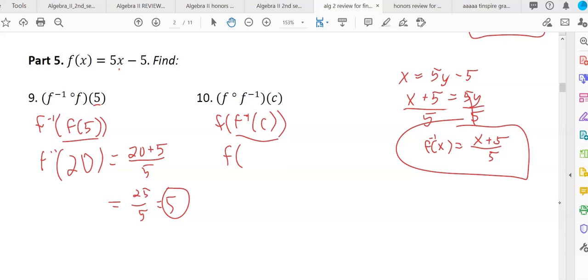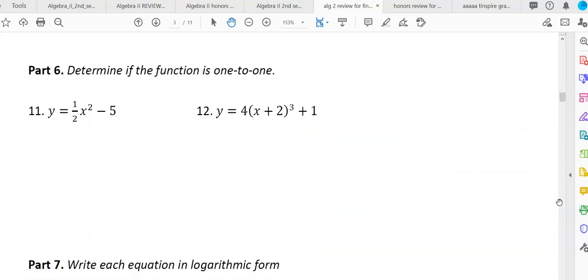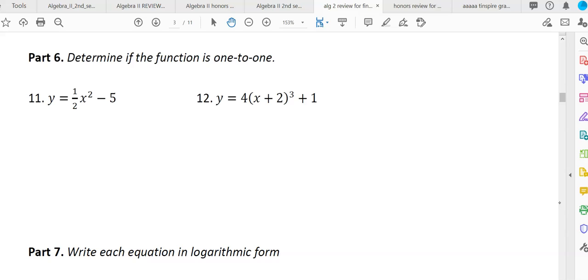So the inverse of c would be c plus 5 over 5. We're plugging that in to this guy. Right, so that'd be 5 times c plus 5 over 5 minus 5. That cancels. You get c plus 5 minus 5. You get c. And no surprise, we plugged in c, we got c. It's the inverse composed with the function.